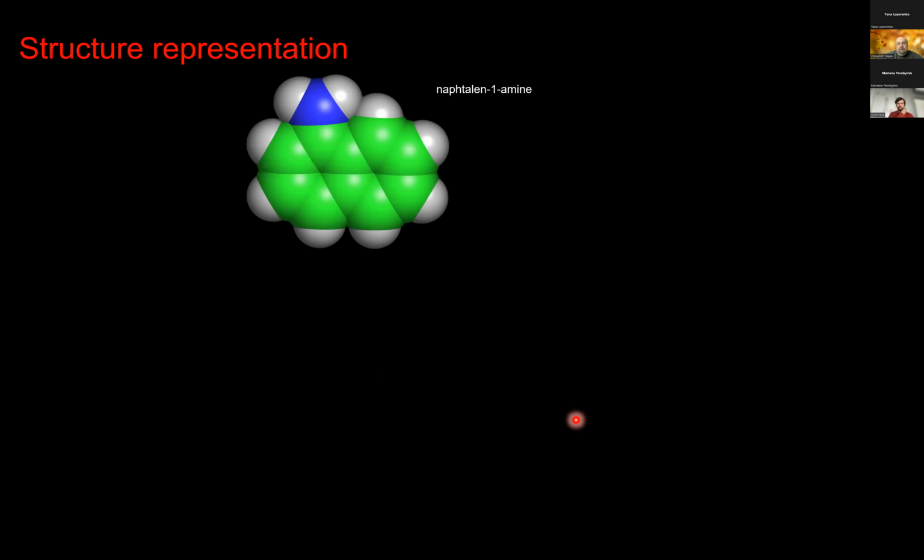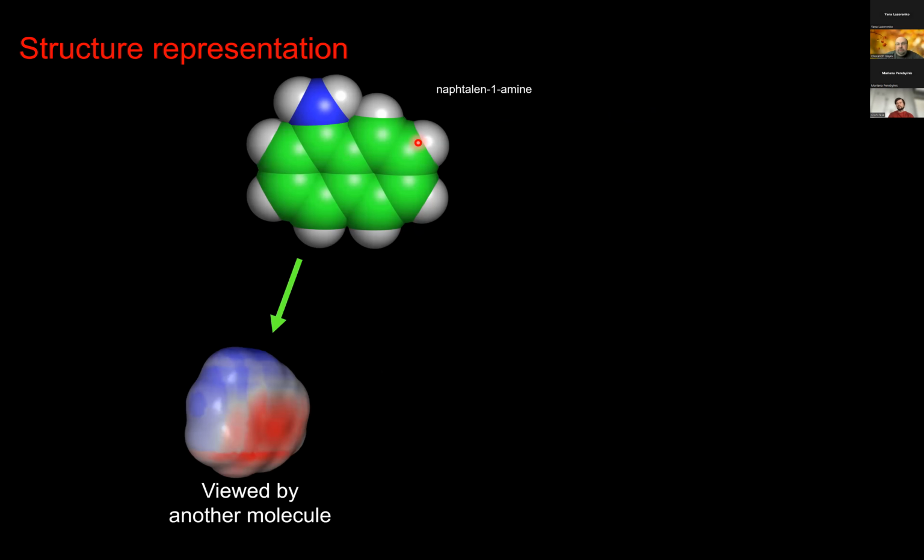Now, all of this boils down to how to represent a structure. When I started, I alluded that molecules are quantum objects. This is an example of a particular molecule. When molecules interact with themselves, the interaction is governed by the principles of quantum mechanics. This is an example of electrostatic potentials that show you the sides of the molecules that are positive and negative, and how they would interact with each other.